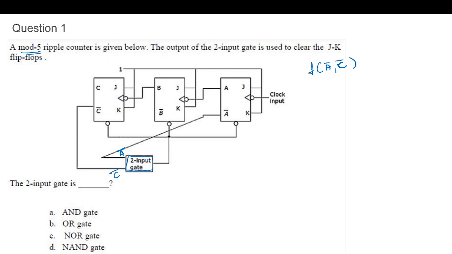So mod 5 counter means the valid states will be, if we got 5 states, 1, 2, 3, 4, 5 states. So this will be valid state. So at 101 we have to clear the flip flop.